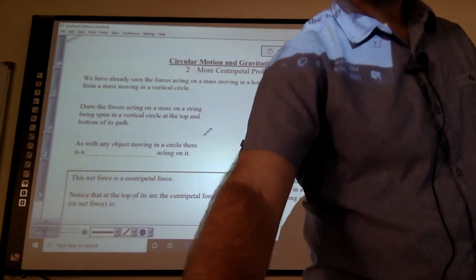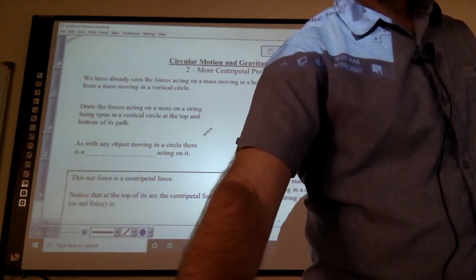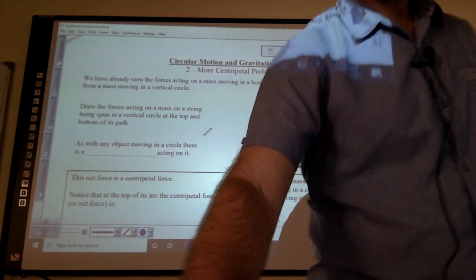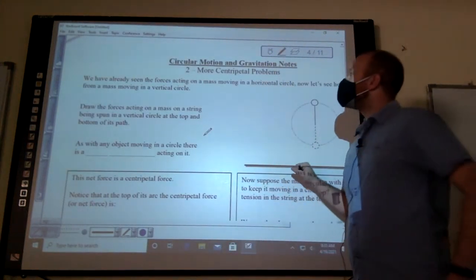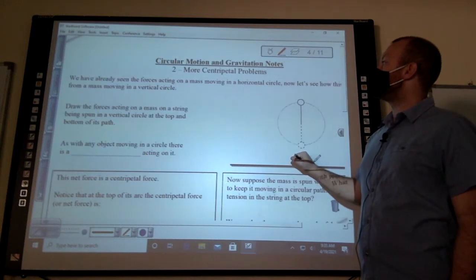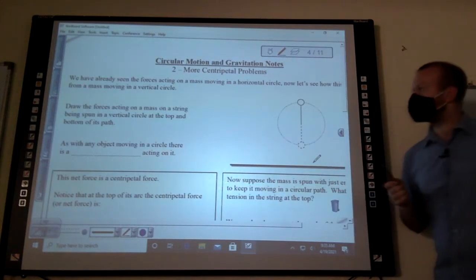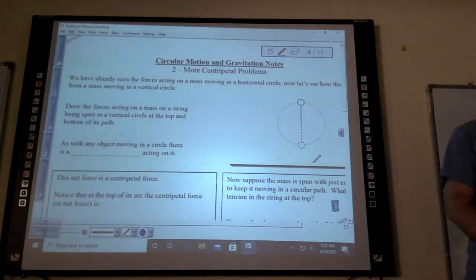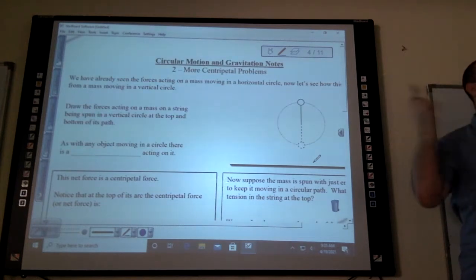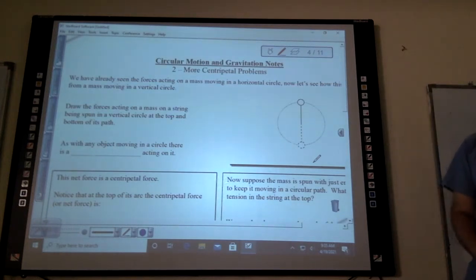Here we go. So we're just going to look at some more complicated questions carrying on from yesterday. We saw horizontal circles. Today we're doing vertical circles. Yesterday it was all about if something's moving in a horizontal circle, what are the forces acting on it?